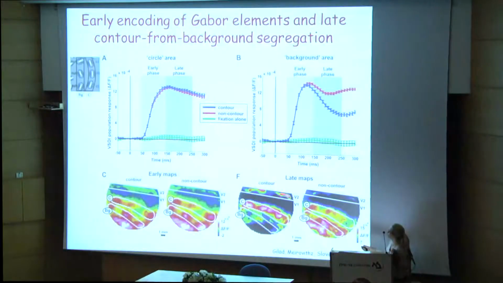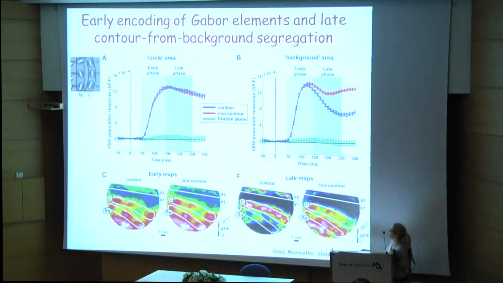In the contour condition, just to remind you, the stimulus is still there. So if you look in the contour condition, you can see enhanced continuous activity in the circle area and suppressed activity in the background area. So what I'm trying to say that we see over here is that we actually see the circular contour popping out from the suppressed background.